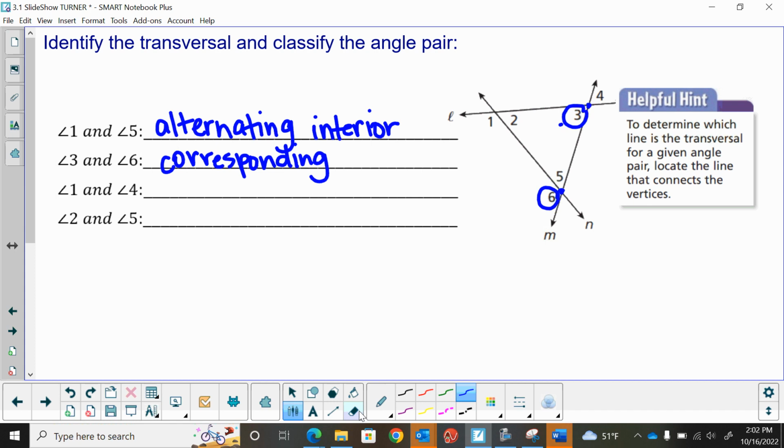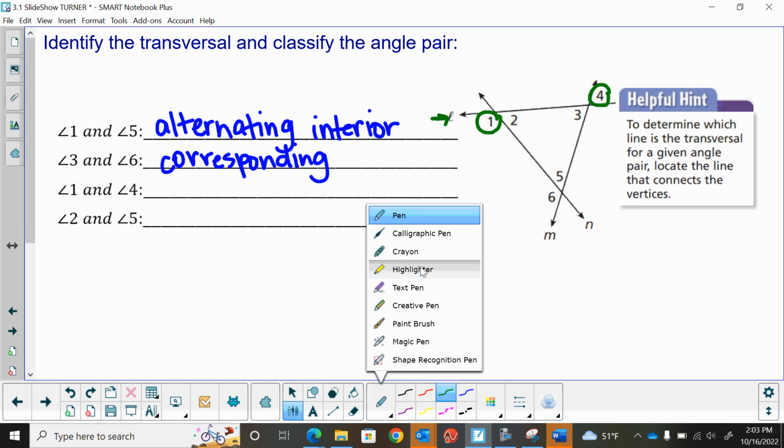Okay. And then next we have 1 and 4. So 1 is here, 4 is there. So line L is the transversal this time. Okay. 1 and 4 are both on the exterior. So sometimes it's helpful to always think about your transversal going up and down, and then exterior would be like above, below. Feel free to just rotate your paper, turn your head, whatever is helpful for you.